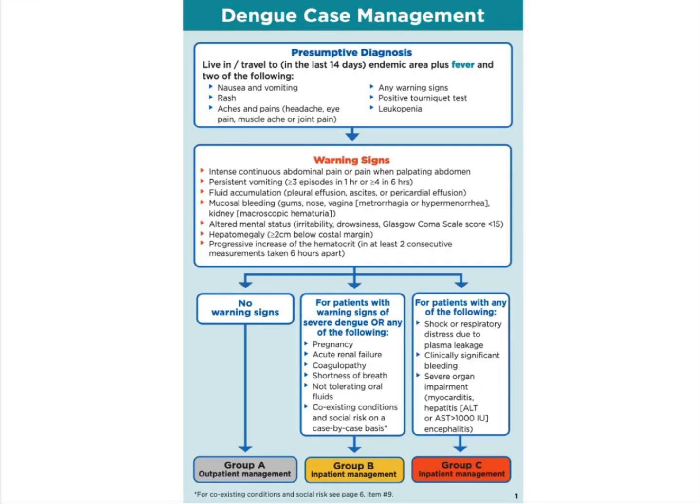If you have no warning signs and they have this presumptive diagnosis, then it's outpatient management, supportive care, avoid NSAIDs, and that's about it. But if they do have any of these warning signs and/or they have risk factors for severe dengue, which include issues like pregnancy, renal failure, coagulopathy, shortness of breath, not able to take oral intake, they should be admitted. And if they have signs of severe dengue from the get-go, then obviously they need to be admitted. Signs of shock, fluid retention, significant bleeding, and organ impairment.